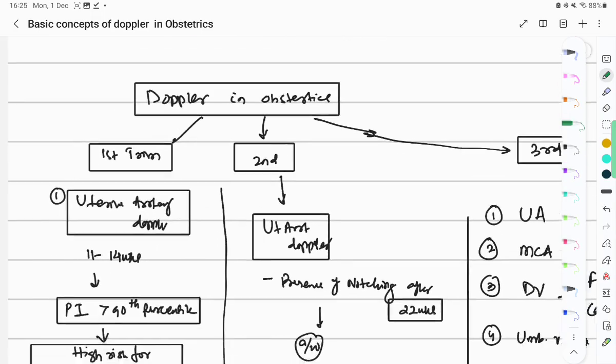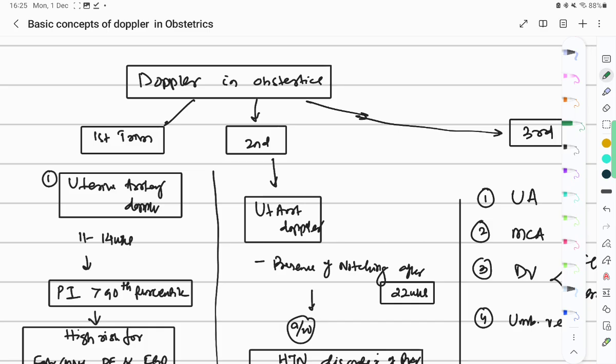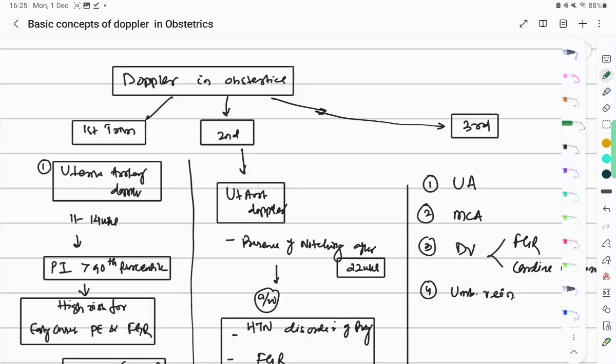Then coming to Doppler in obstetrics. Doppler in gynecology is also a different concept. It is used in malignancies, folliculometry, ovarian cyst, torsion of ovarian cyst. So it's a wide, broad area. So I will discuss only Doppler in obstetrics today.